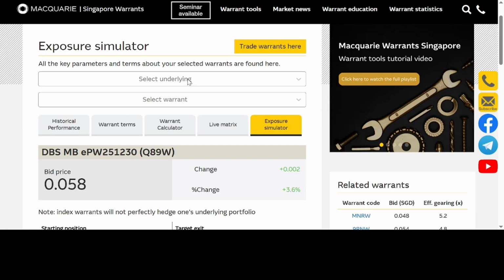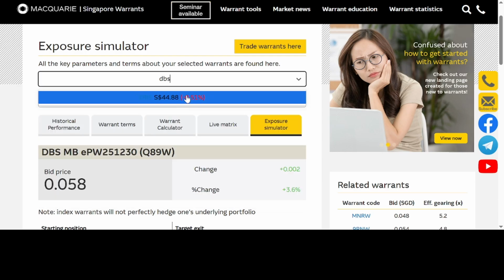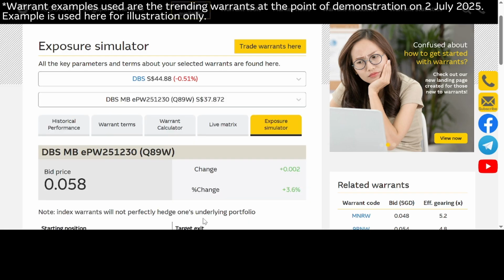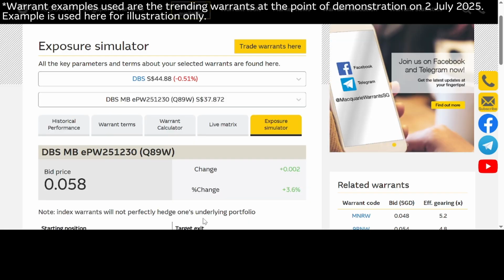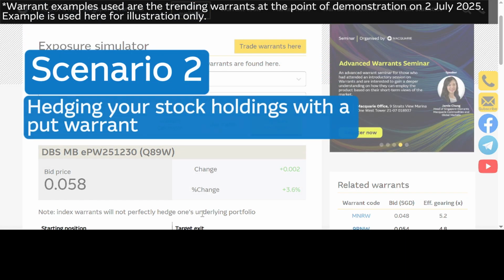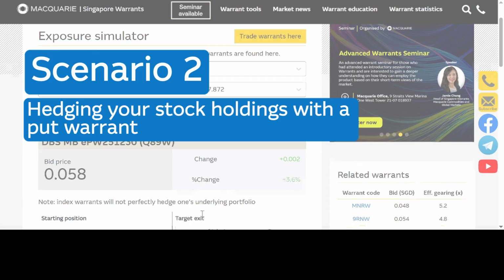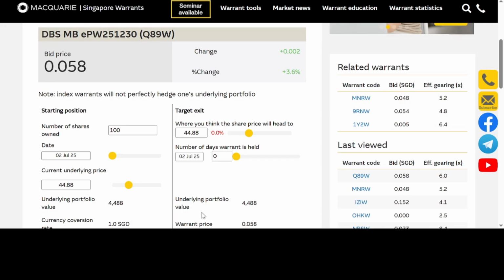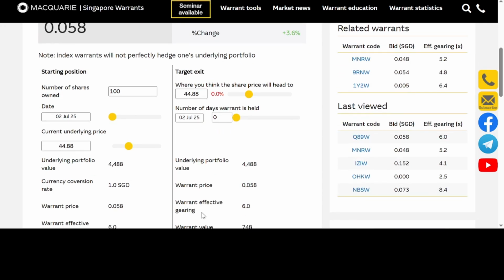For example, if you are keen on the DBS put warrant 89W, amidst the negative sentiment in the current market, to hedge your DBS stock exposure, which you are retaining as you are long-term bullish, you can also use the exposure simulator to simulate your positions.